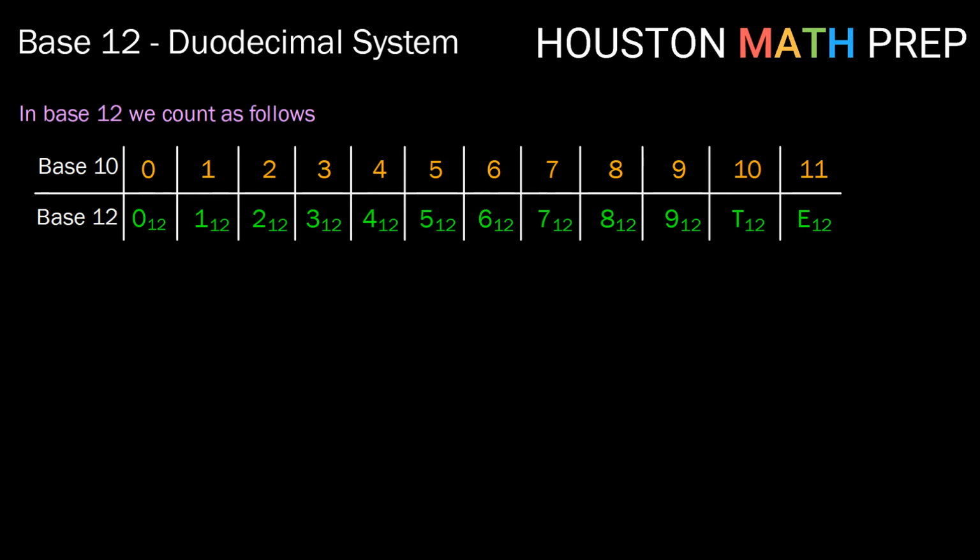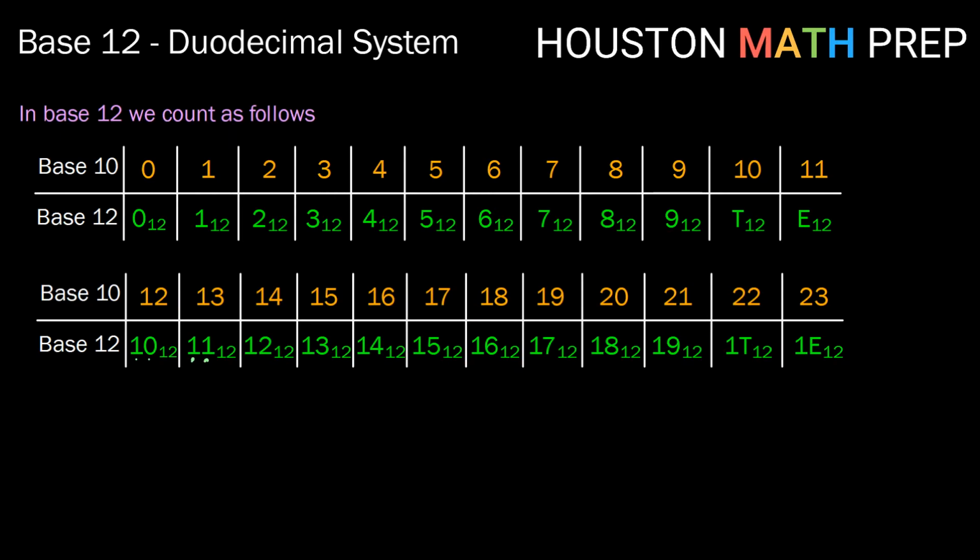Well, for the numbers 0 through 9, nothing changes other than we use the subscript 12. When we get to 10, we again use T for 10 and E for 11. When we start to get above 11, we start to count up groups of 12. So we would say, for example, that the number 12 is 1 group of 12 and 0 groups of 1. The number 13 is 1 group of 12 and 1 group of 1.